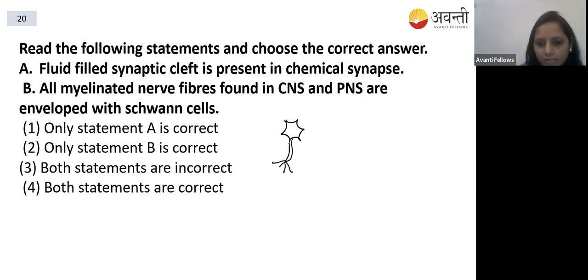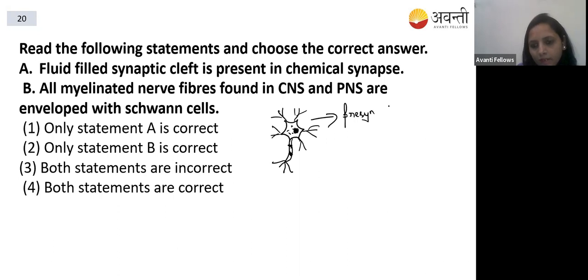So this is the axon you can see. Here you can see the nodes, so it is the nodes of Ranvier. Here you can see the dendrites. So what will happen? This is the presynaptic neuron, right? It is a presynaptic neuron. Here you can see the synaptic knob is there, right?